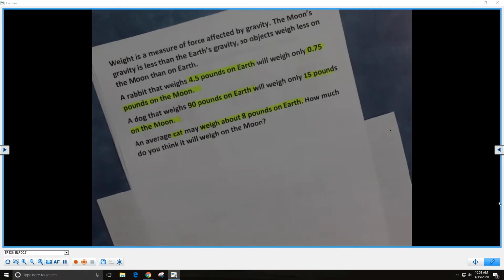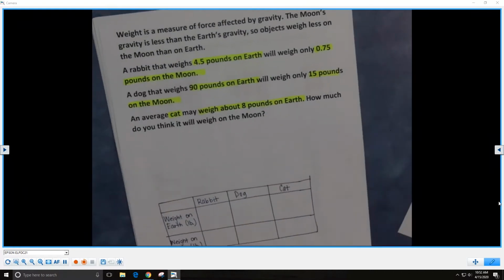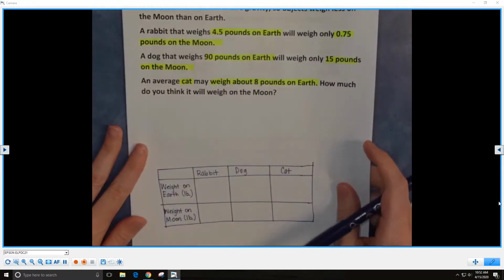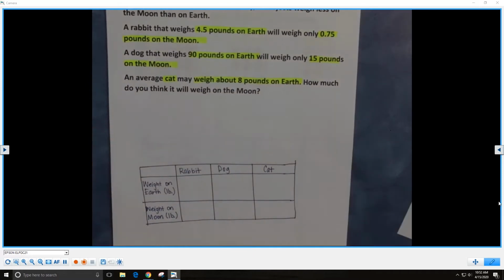Is that the only way that you can organize this? Do you have to make a table? Absolutely not. You may choose to organize the information in a different way. So here is my table. Get that where you can see it. I've got the weight on Earth in pounds, the weight on the moon in pounds, and then each of the animals that we're discussing.